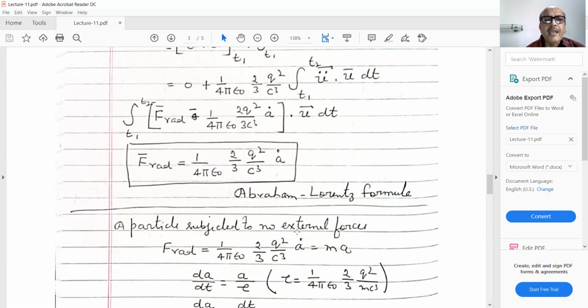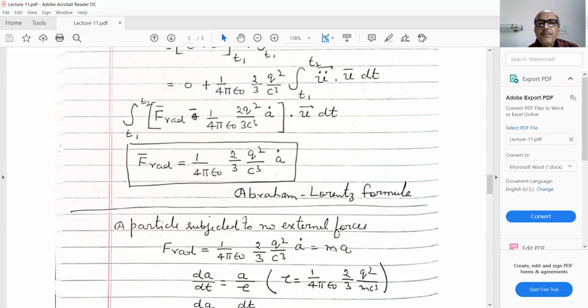So here we are again taking a condition: the particle is subjected to no external force. If there is no external force, then the only force acting on the particle will be the radiation force. So we write F radiation equal to 1 upon 4 pi epsilon 0 into 2 upon 3 q square upon c cube into a dot, and that will be equal to m into a from Newton's second law of motion.